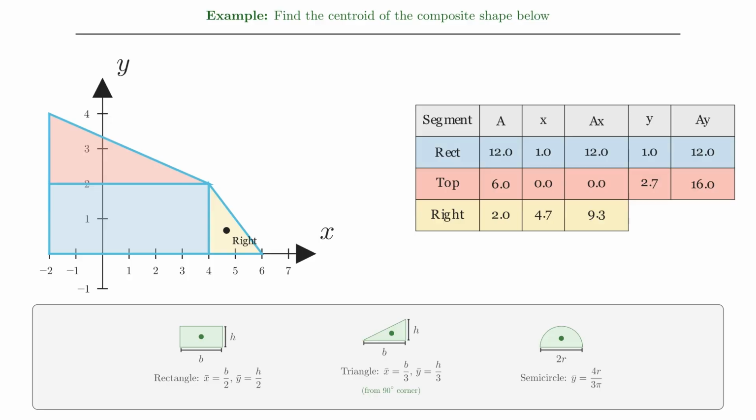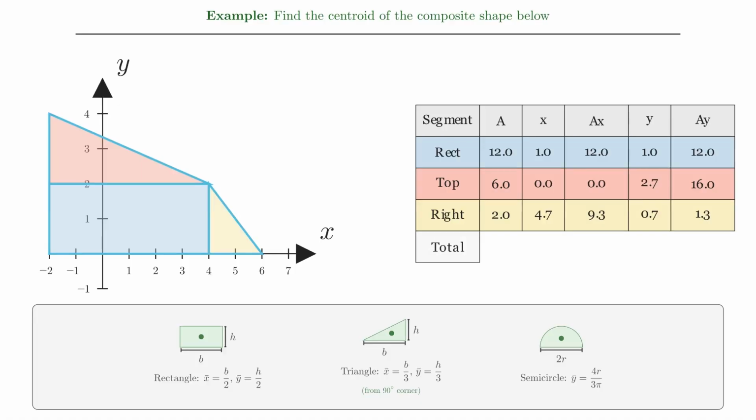Then in the y direction, the triangle is 2 high, and we have to go 1/3 up from that right angle. So 2 times 1/3 is 0.7 to 1 decimal place. And then we also multiply this by the area. So the 2/3 times 2 is 1.3 to 1 decimal place.